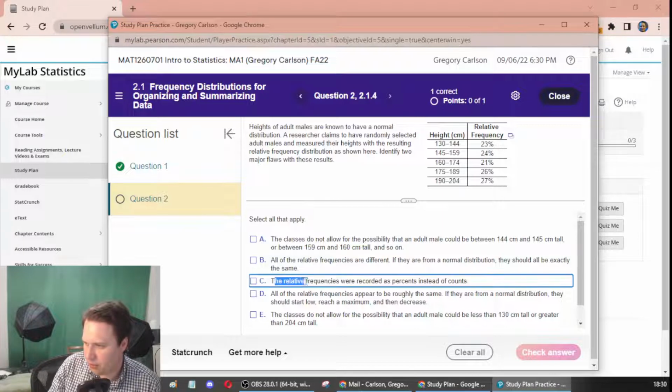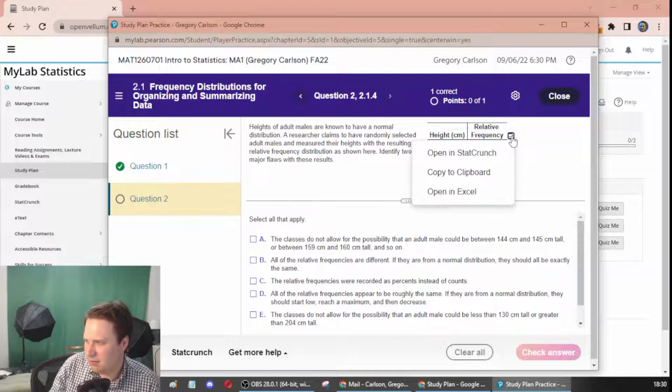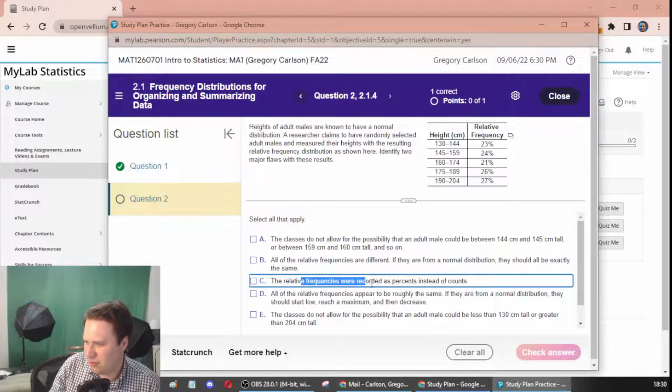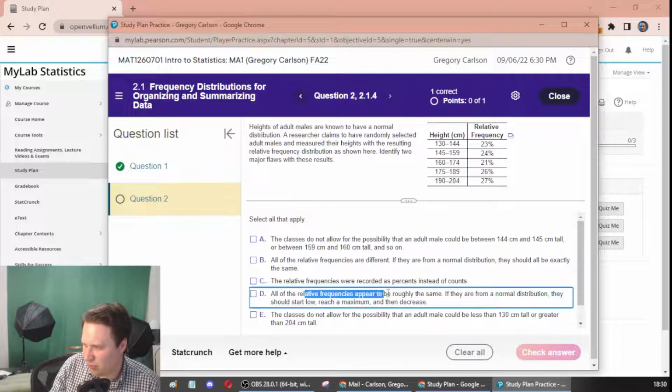The relative frequencies were recorded as percents instead of counts. That feels like it could be true, but I don't know if that's true or not. What matters is that they add up to more than 100%. All of the frequencies appear to be roughly the same, sort of. If they are from a normal distribution, they should start low, reach a maximum, and then increase. I like that answer. It's not a great answer, but it's better than this one.